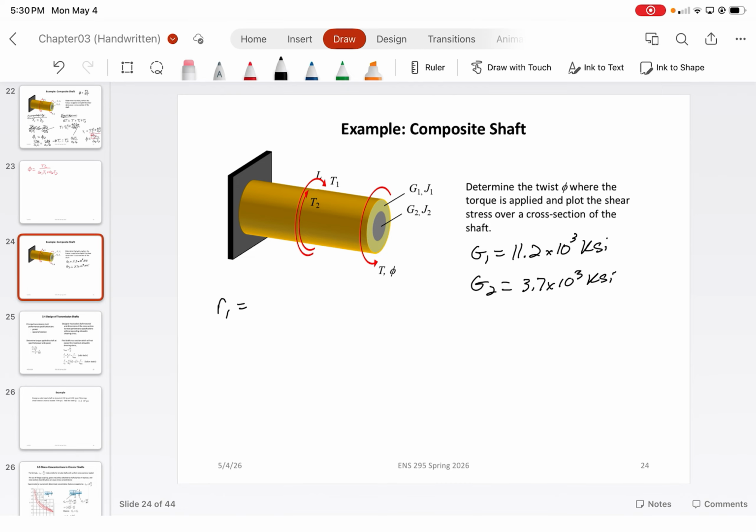All right, now let's say the radius of the outside is 1 inch, and then R2 is about 1/2 inch. So this would give us J1 and J2. This would be pi over 2 times 0.5 to the 4th, and this would be pi over 2 times 1 to the 4th minus 1/2 to the 4th. Need my calculator. Let's see.